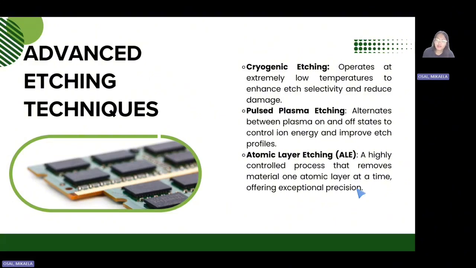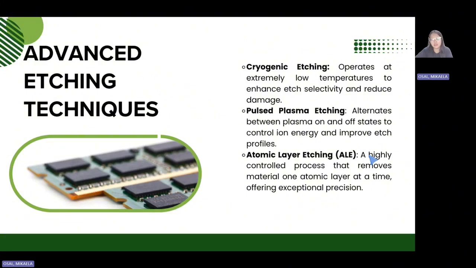So let's explore some advanced etching techniques that offer specialized benefits for semiconductor manufacturing. So first is cryogenic etching. This technique operates at extremely low temperatures, which significantly enhances etch selectivity, the ability to etch certain materials while leaving others unaffected. The reduced temperature also helps minimize damage to the wafer surface, which is critical when working with delicate materials or in high precision applications.